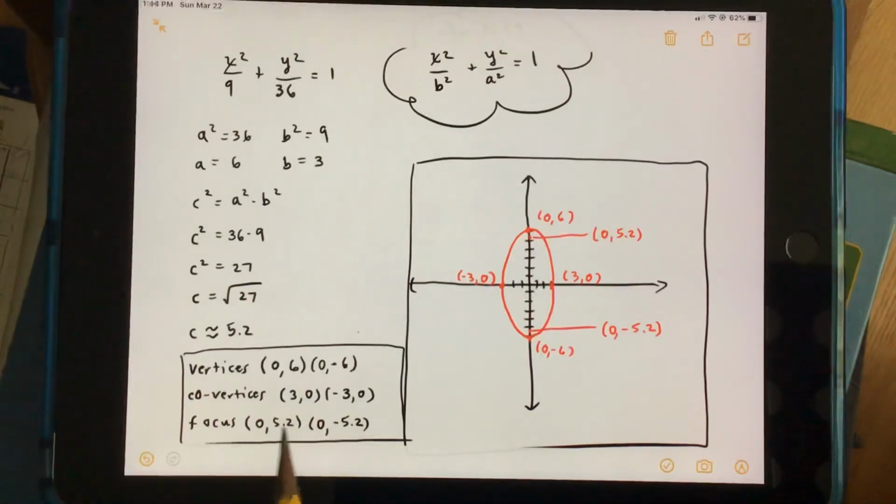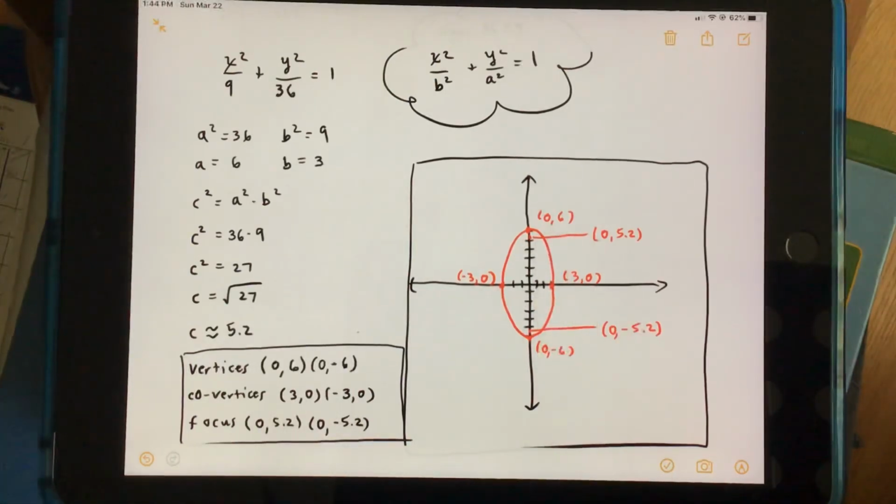Of course, my focus points will also lie on that major axis, so I know that my C number, 5.2, will go in the y coordinate position so that it matches the vertices: 0 in the x coordinate, the other number in the y coordinate. Covertices. So my covertices lie on the horizontal axis, so that means that I'm going to have 0 in the y coordinates for my covertices, 3, 0, and negative 3, 0.